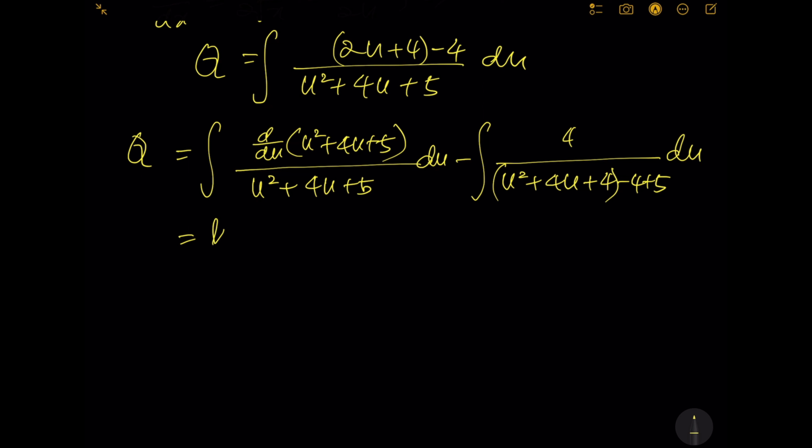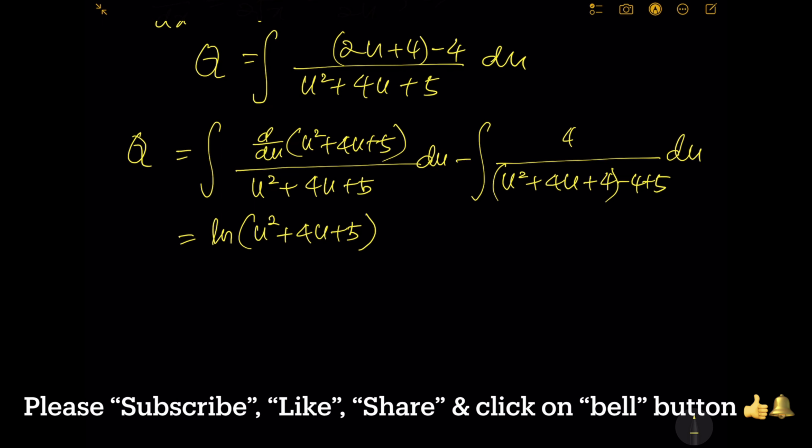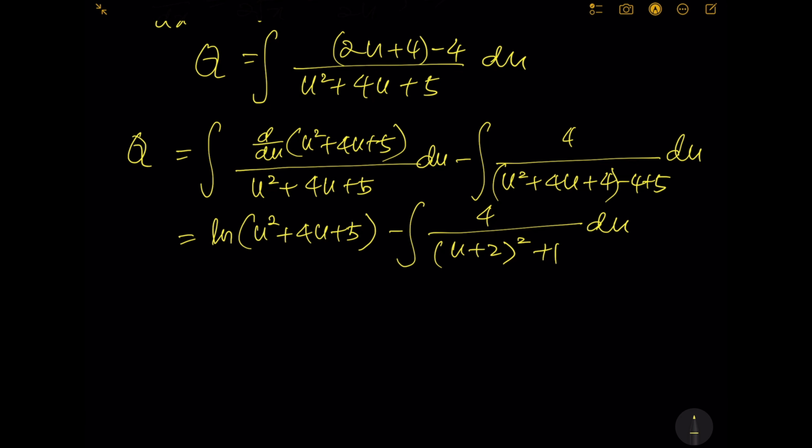For part 1, the integral of the derivative of a function divided by the function itself is equal to the natural log of the function. In this case, it is natural log of u squared plus 4u plus 5. While the second part is negative integral of 4 at the top, while the bottom is u plus 2 to the power 2 plus 1, and then du, which is negative 4 multiplied by inverse tangent of u plus 2, of course plus c.